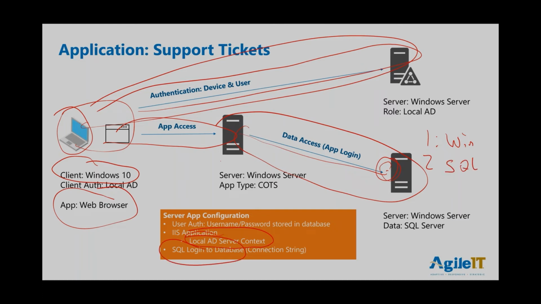So this application runs under a process that's a local AD process. It sees a person comes in, doesn't care about their authentication because it checks against the database. And when it does connect to the database, this application uses the SQL login. So in this case, what identities did we have? We had the device, the user, the server process, and the SQL login. So one app, 4 different identities.